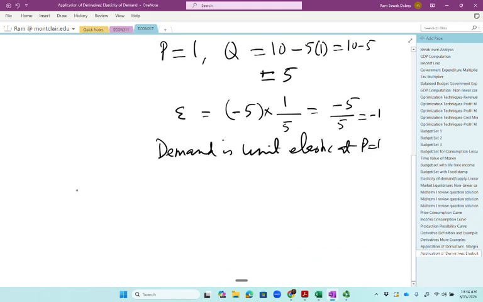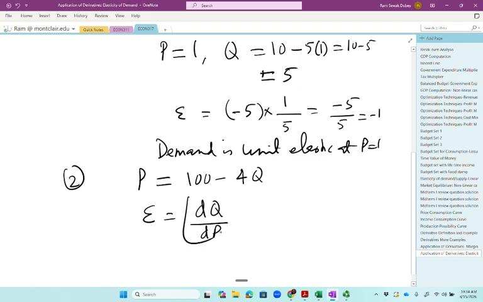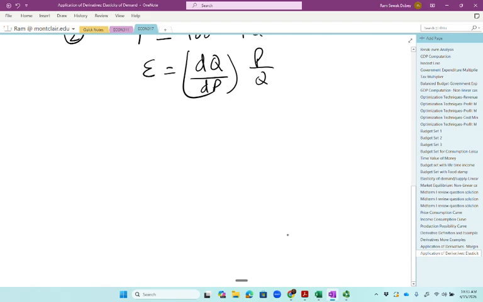Okay, I can take one more example of a linear case, but this time I will specify an inverse demand function. Typically, that is what we draw when we draw the demand. So, price is equal to 100 minus 4Q. Remember, elasticity is the derivative of Q with respect to P times P over Q. So, given the inverse demand, I have to now change it to the demand function. So, let me do this. P equal to 100 minus 4Q.